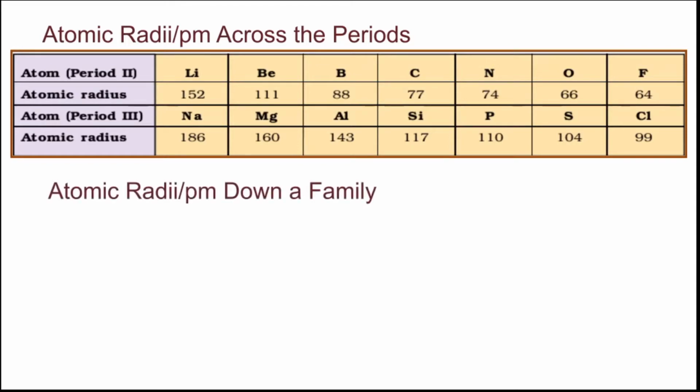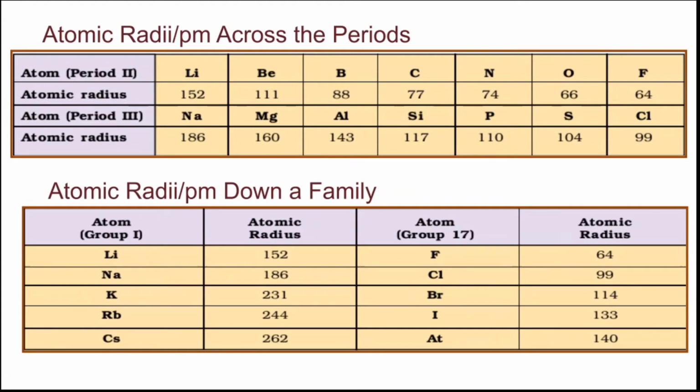Now let's see the atomic radii in pm, picometer, down a family. That is lithium, sodium, potassium, rubidium, cesium. If you look at 152 increasing to 186, then to 231, then rubidium 244, cesium 262. And in the case of fluorine, chlorine, bromine, iodine, astatine, you see 64 to 99, then 114, then 133, then 140. What you understand from here is that down the group atomic radius increases.